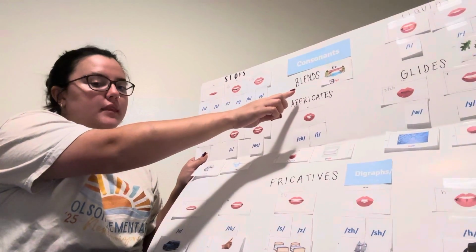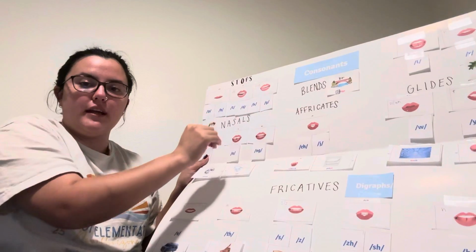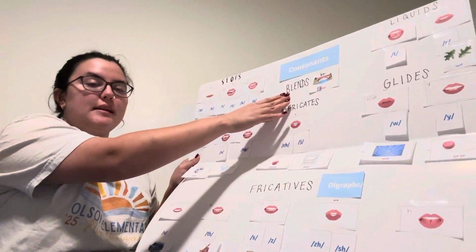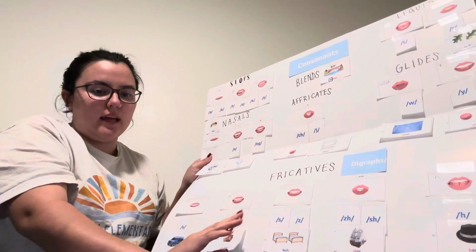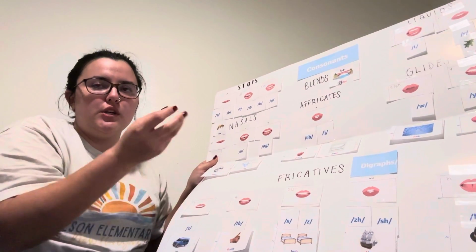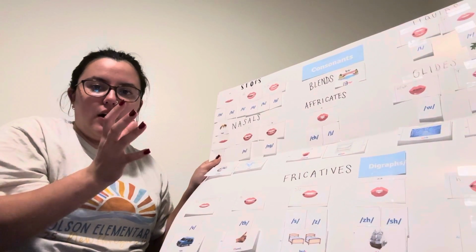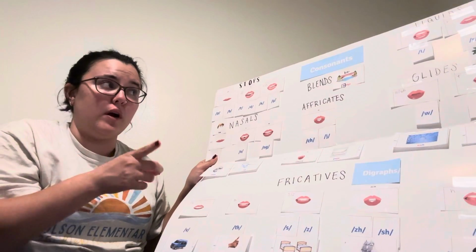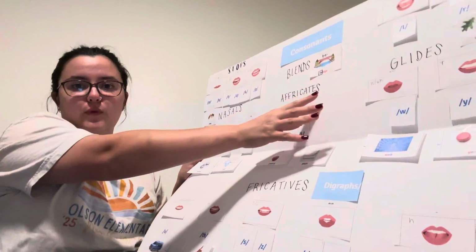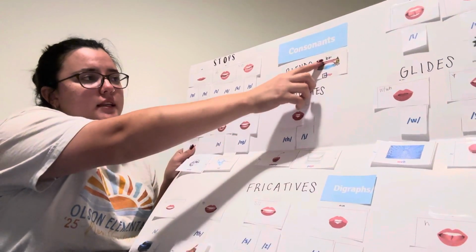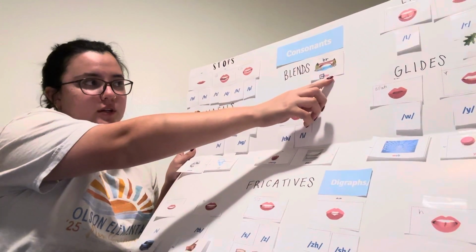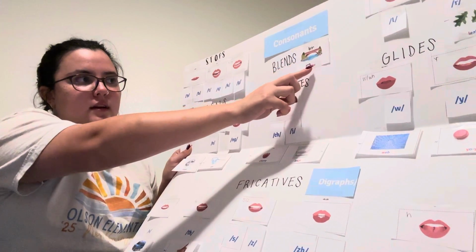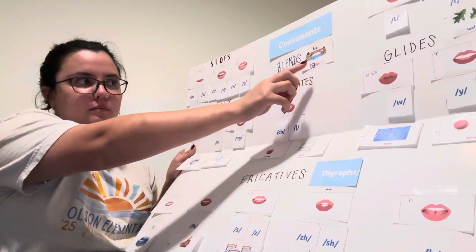Another important part of a sound wall that needs to be represented is consonant blends. So a blend is two consonants that are placed together, but the students will hear one word. So for example, this is bridge. So the blend is the B and R, bridge.